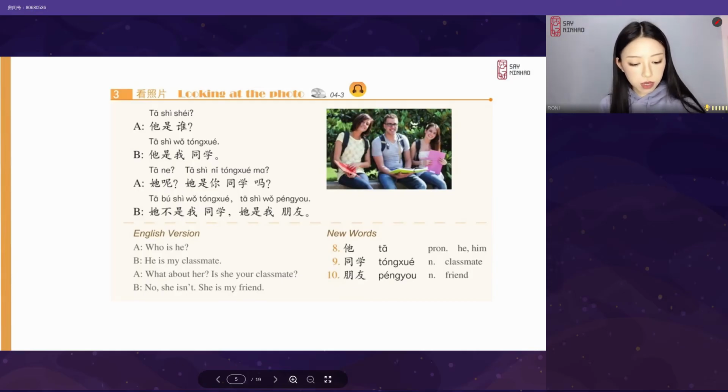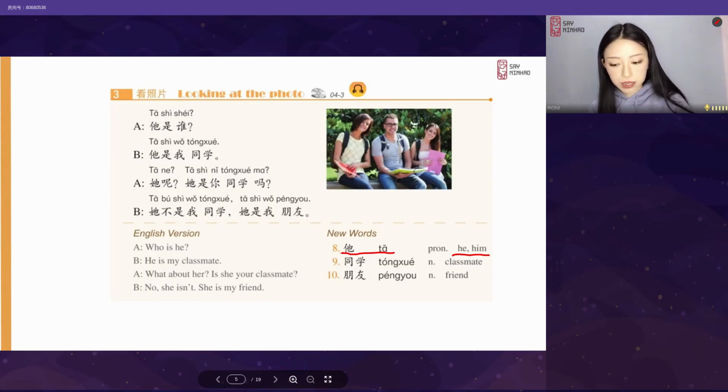Okay, let's see the new words. First one is 她, not a new word. We just learned it when we were studying the woman 她, and this is the man 他, which means he or him. Okay, 他, read after me. 他.